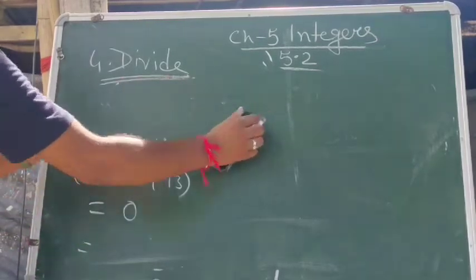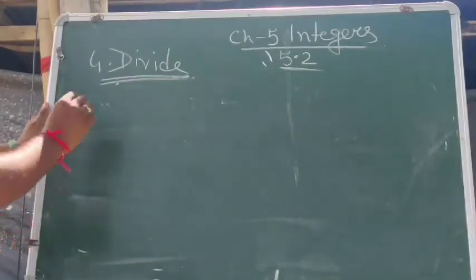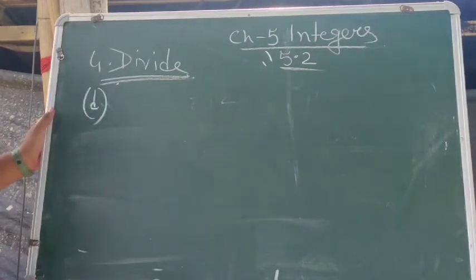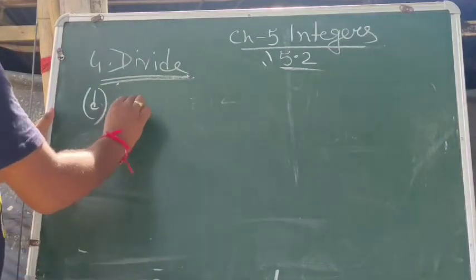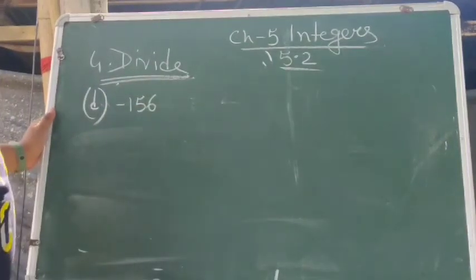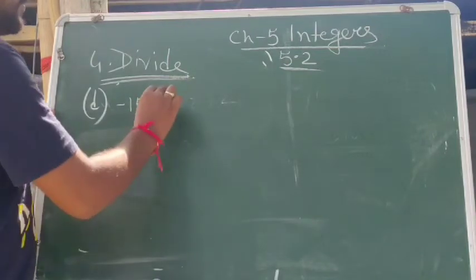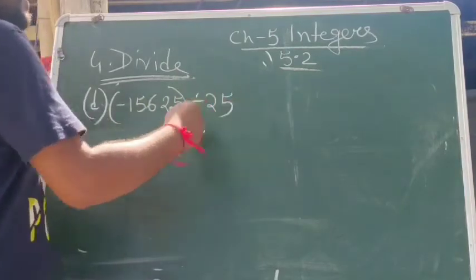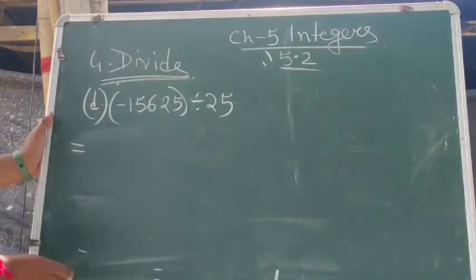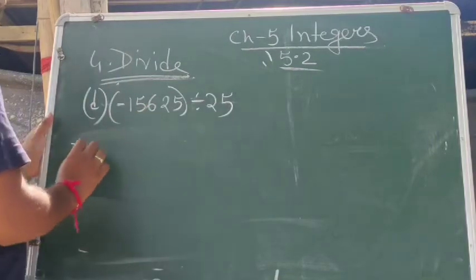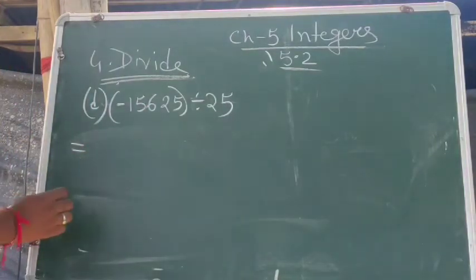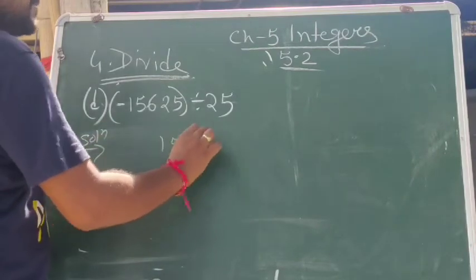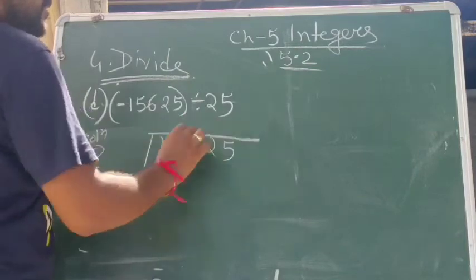Now let us do number D. What is there in number D? It is given minus 15625 divided by 25. Okay, minus 15625 divided by 25. So let us divide this 15625 by 25. First of all let us divide and then we will write. So 15625, when you divide by 25, how much will you get?